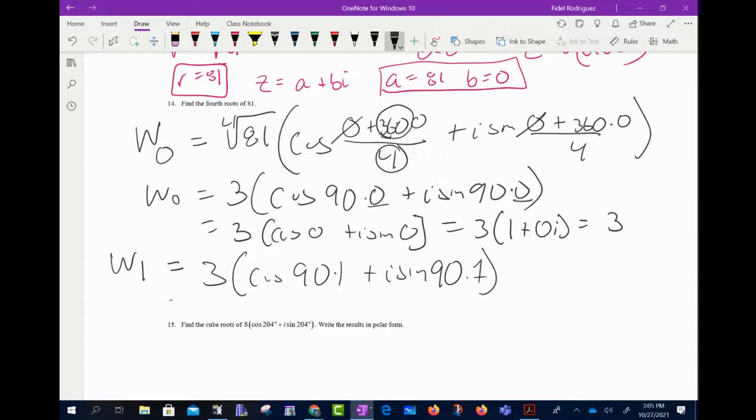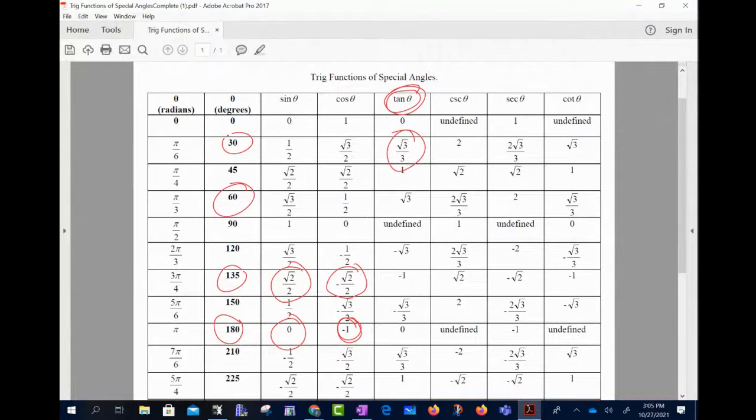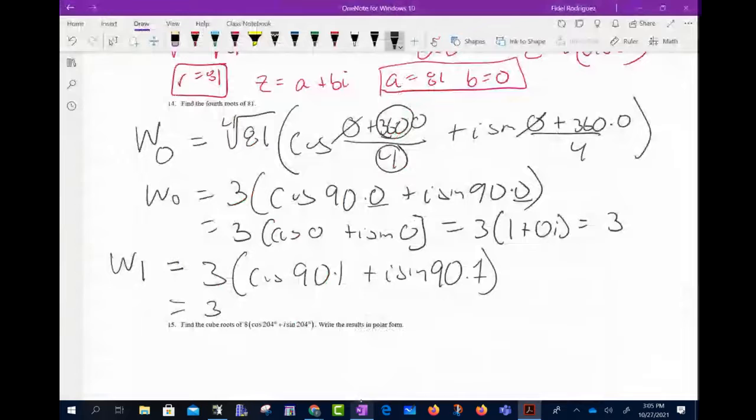So look, we're going to go slow again here. Cosine of 90, I'm going to pull up my chart again, y'all. Cosine of 90 is 0. Sine of 90 is 1. So 3 times 0 is 0, and 3 times i is 3i. So far, I have two answers.